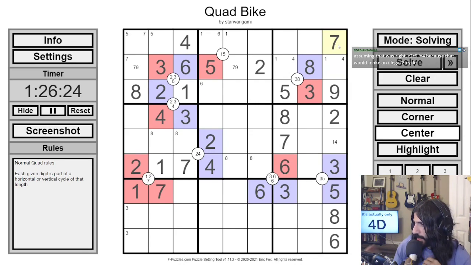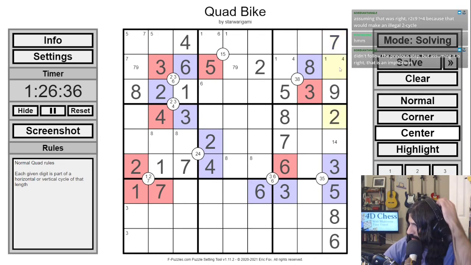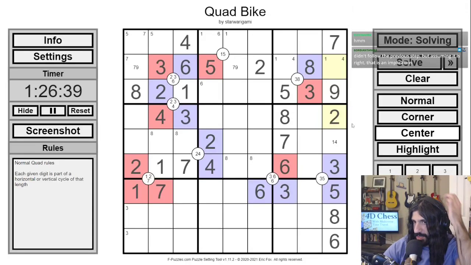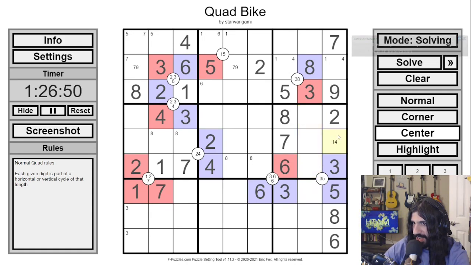7 doesn't super help. Assuming that was right, row 2, column 9 can't be a 4. Because that would make an illegal 2 cycle. Didn't follow the previous step, but assuming it's right. Well, here's what I'm thinking. Okay, 5914 is all that's left here. And this can't be a 5 or a 9, so it has to be a 1 or a 4. It's that simple. Well, it was basically the logic I used to get the 2, right?